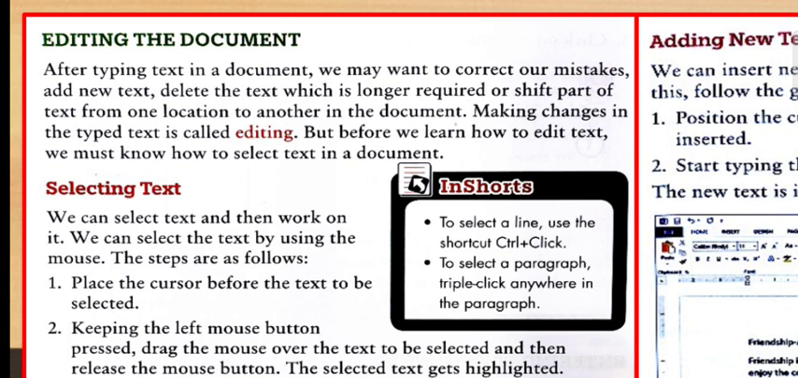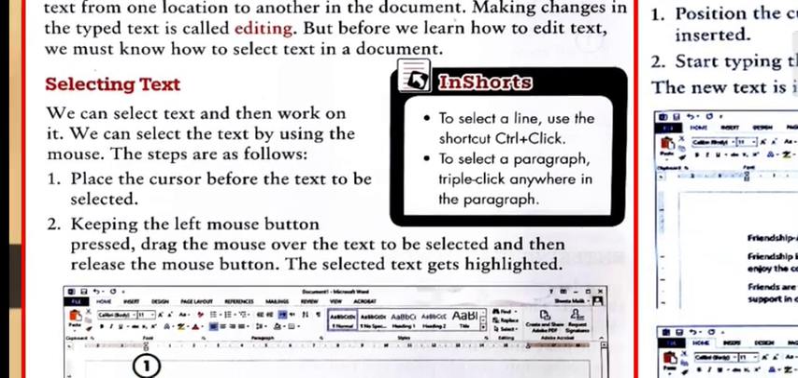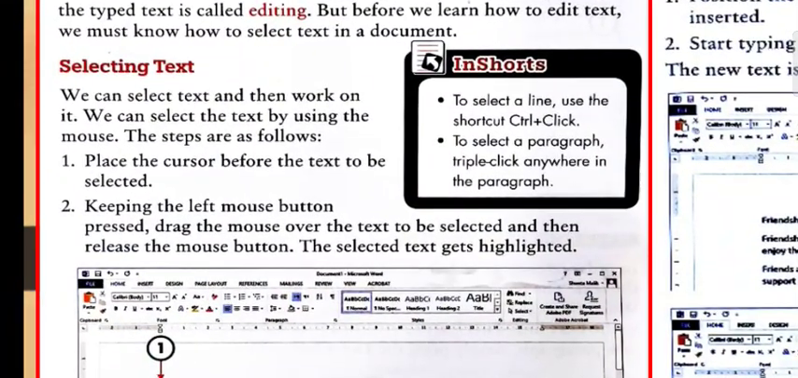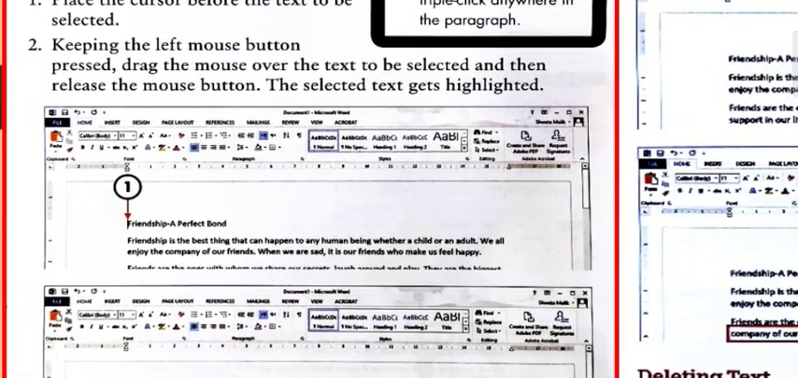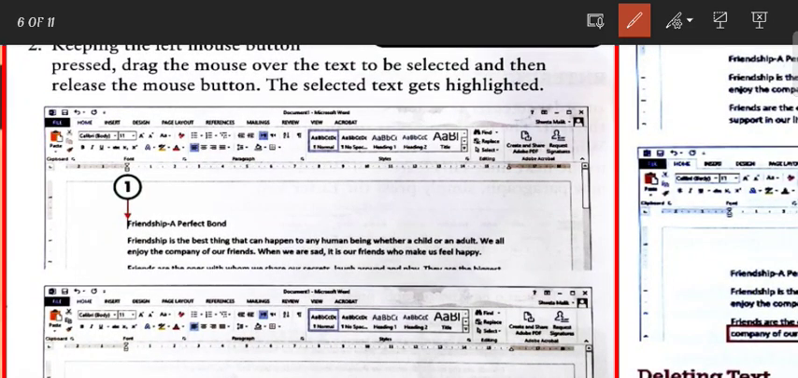But before we learn how to edit text, we must know how to select the text in a document. So if you want to edit your text document, then you must know the procedure to select text in a document. You have to follow some steps. First, place the cursor before the text to be selected. Here you can see this cursor is here.